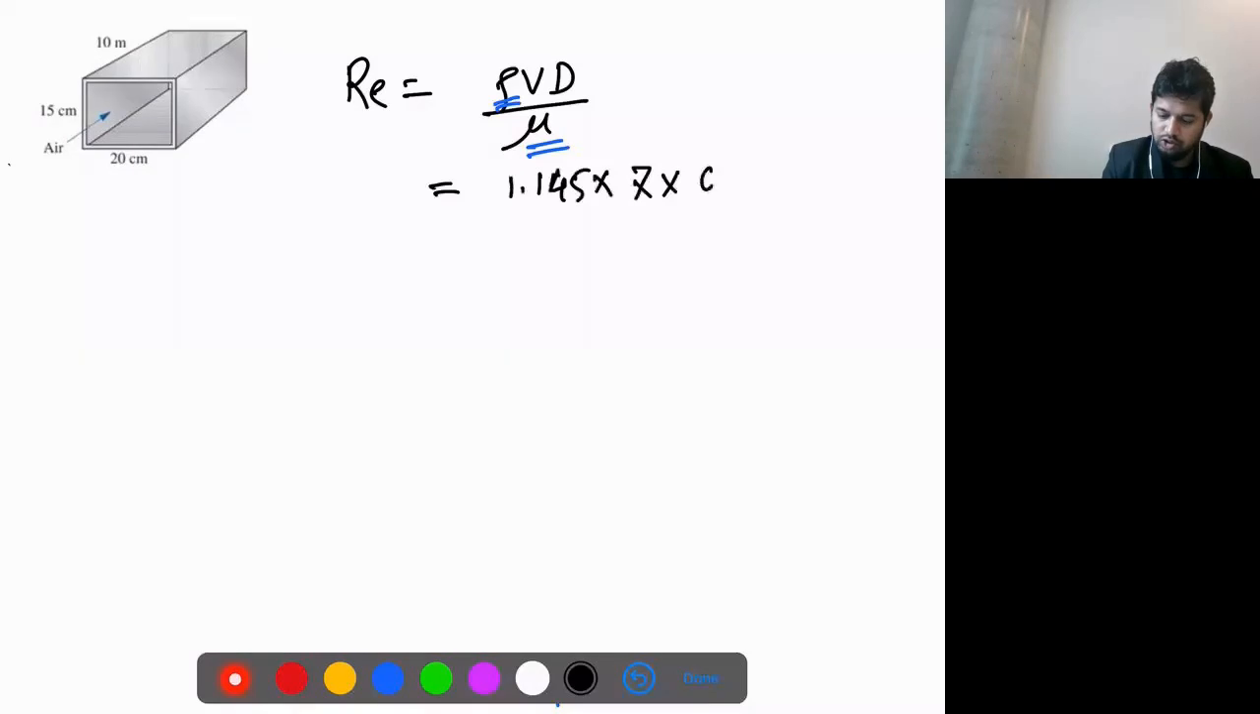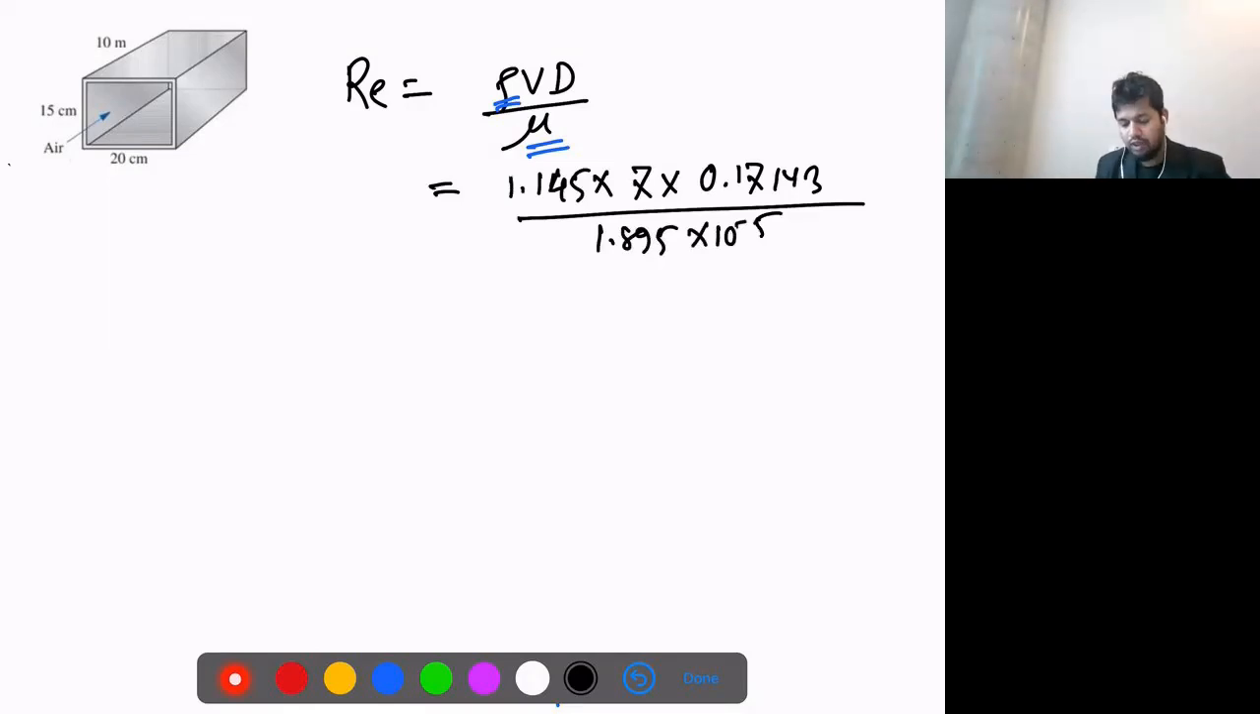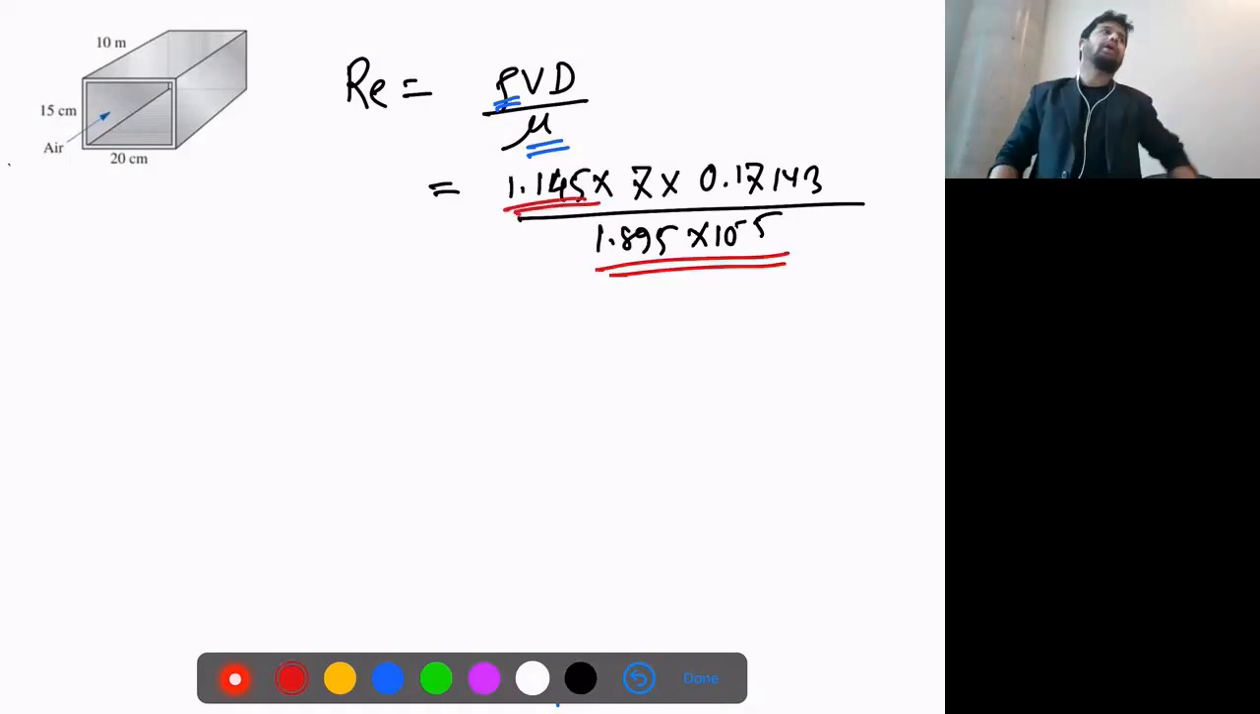The diameter we got is 0.17143, and the viscosity is 1.895 times 10 to the power minus 5. If you ask me how you got this value and this value, the answer is it's from the table, like the air properties at different temperatures. This is for 35 degrees. So I believe I don't need to show you again how to get these two values from the table.